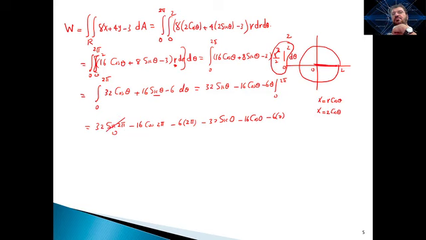Sine 2 pi is 0. Sine 0 is 0. This is 0. So what's left? Cosine 2 pi, by the way, is 1. So you have negative 16. This is also 1. So, yeah. And this one, sorry, this is minus 12 pi. So we're done with this and we're done with this. Minus 16 again. And this is equal to minus 32 minus 12 pi. This is the volume. This is actually the work done.